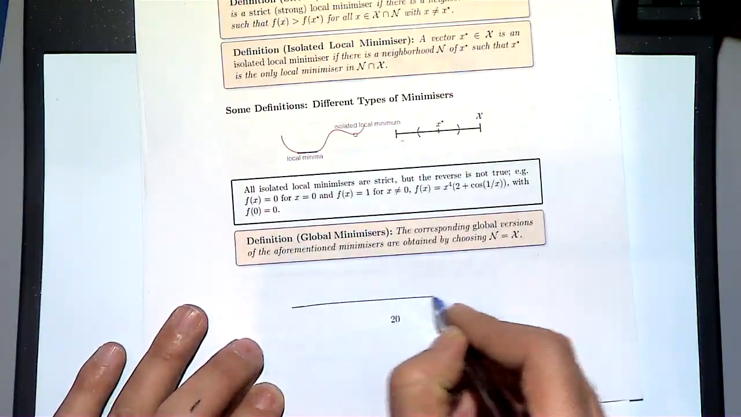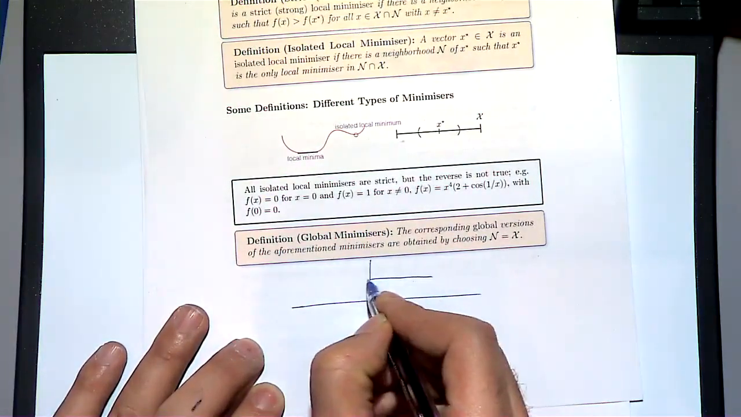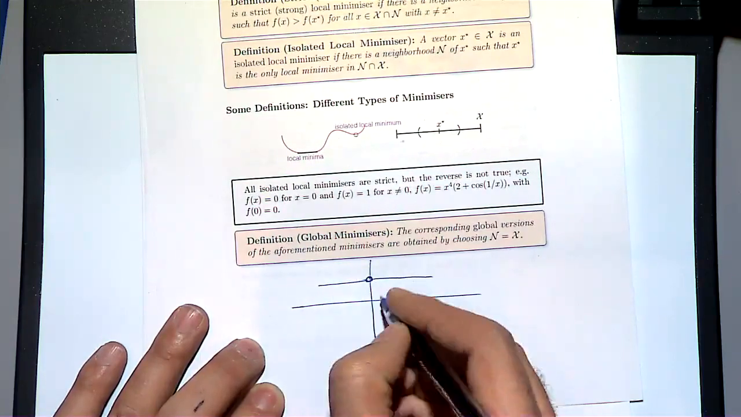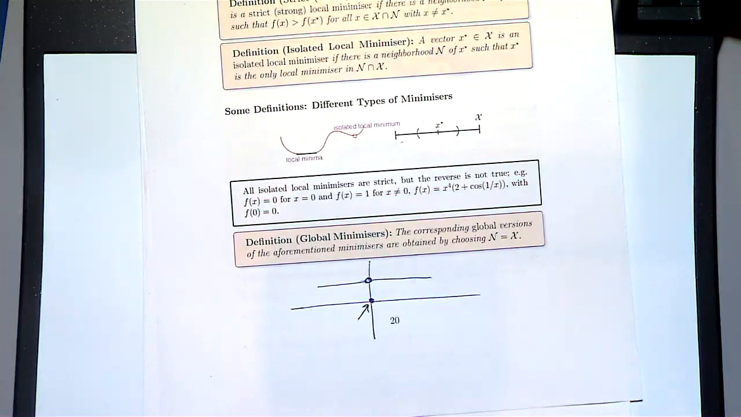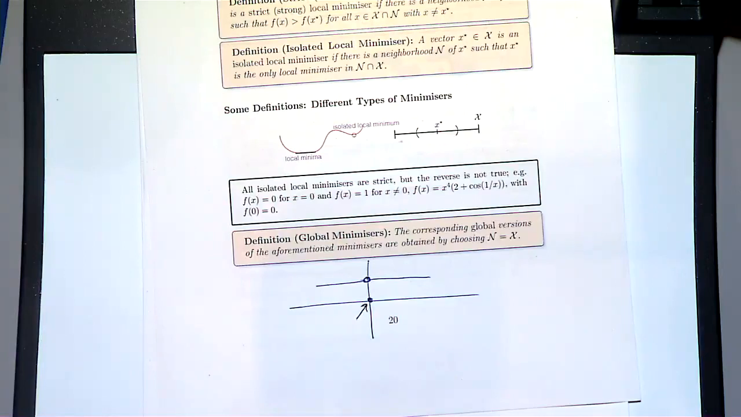No, next slide. So let's consider this. Let's assume a function that looks like this. Everywhere it's 1, then it has a hole there, and there it's 0. This guy is a local minimizer, and it's a strict local minimizer, right? Strictly, its value of the function there is less than everything else in its vicinity. But is it isolated?